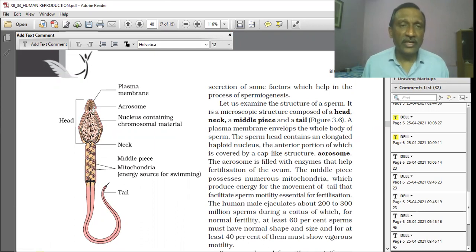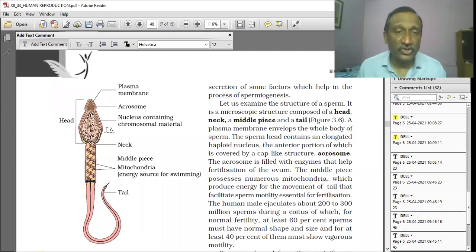The head has a tip that is filled with an enzyme called hyaluronidase, or we can say sperm lysin enzyme. Sperm lysin is the enzyme responsible for dissolving the layers of the egg, zona pellucida and corona radiata, and paves the way to get into the egg. This particular portion is the nucleus, and it has a haploid nucleus.